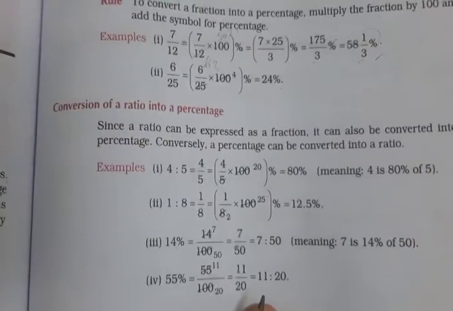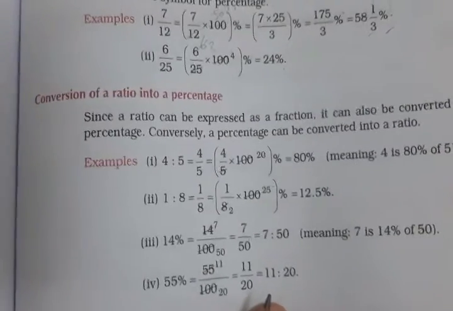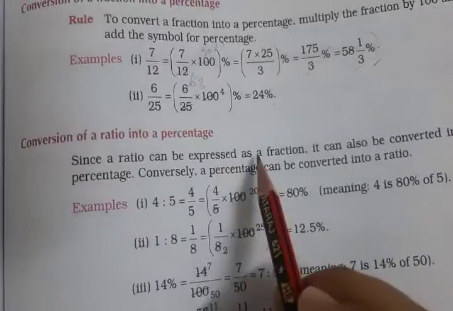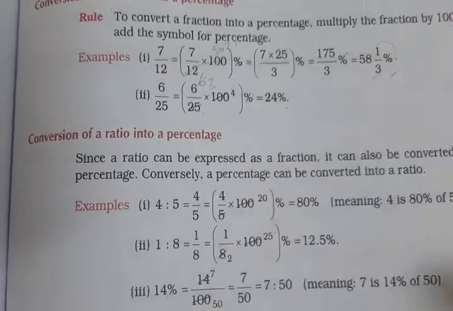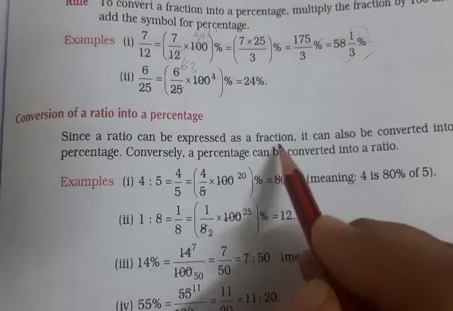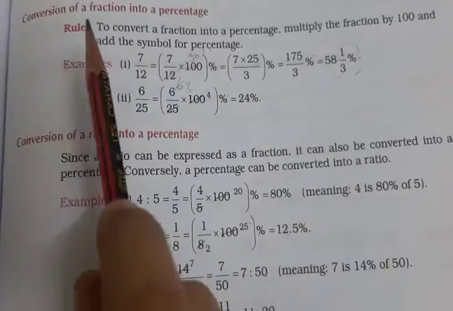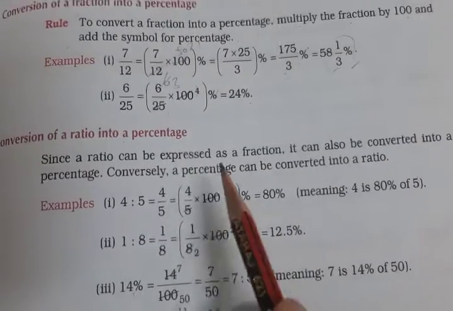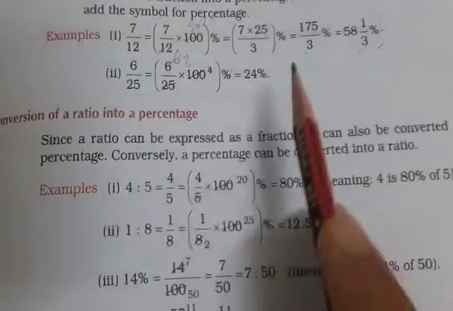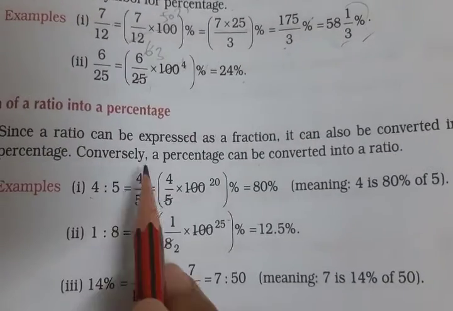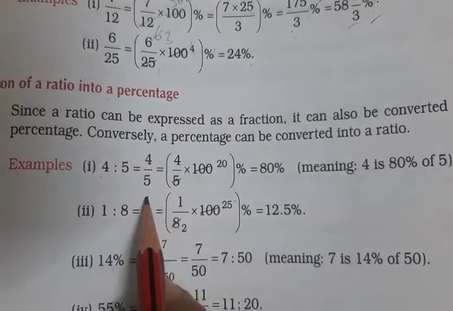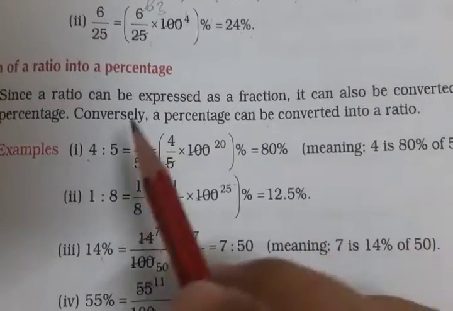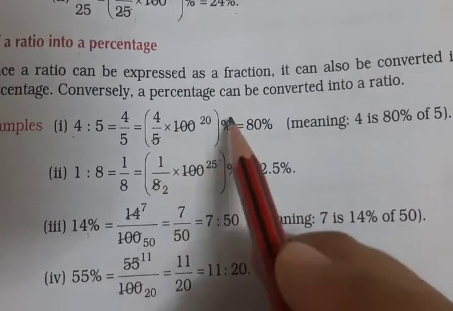Now next one is how to convert ratio into percentage. Rule is that the ratio, we all know ratio is expressed as a fraction. For now, how to convert fraction into percentage, you all know about that. Firstly we will convert ratio into fraction. After same method this one we will use. Okay. Now 4/5, we will write this ratio in a fraction, that is 4/5. Now for percentage, what we will do, multiply 100, and percentage symbol.